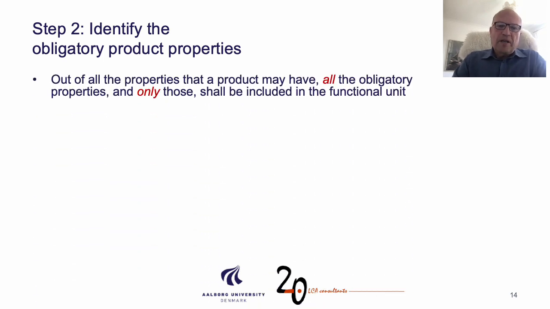Step 2 is then to identify the obligatory product properties. Out of all those properties that a product may have, all the obligatory product properties, and only those, shall be included in the functional unit.